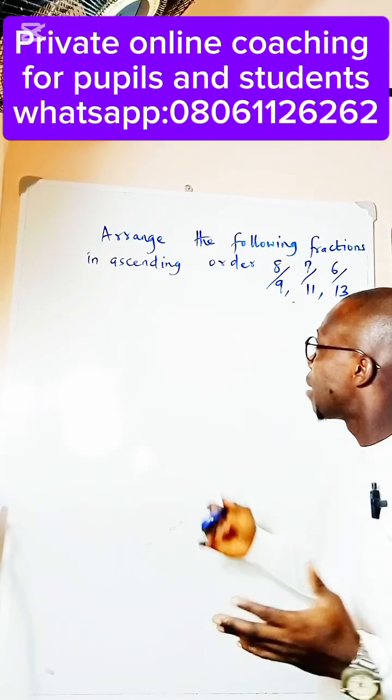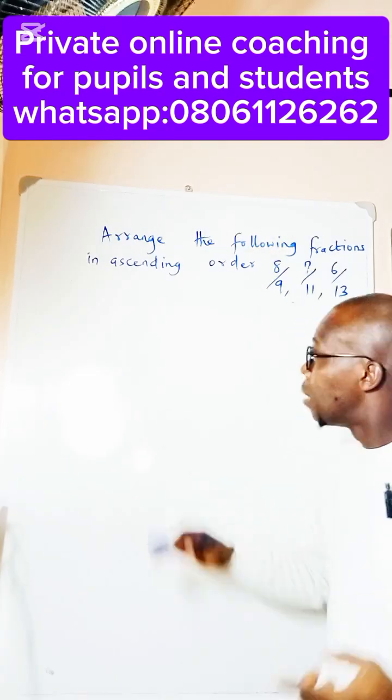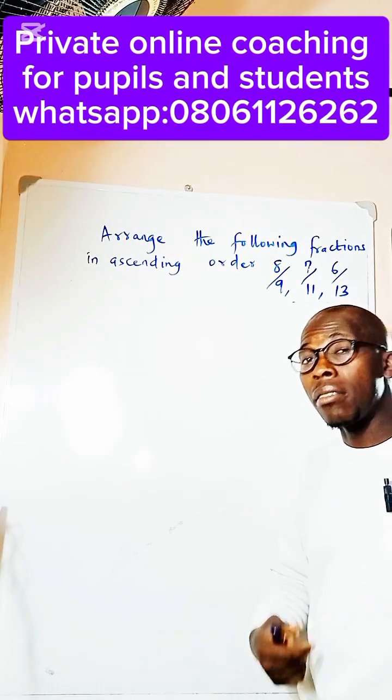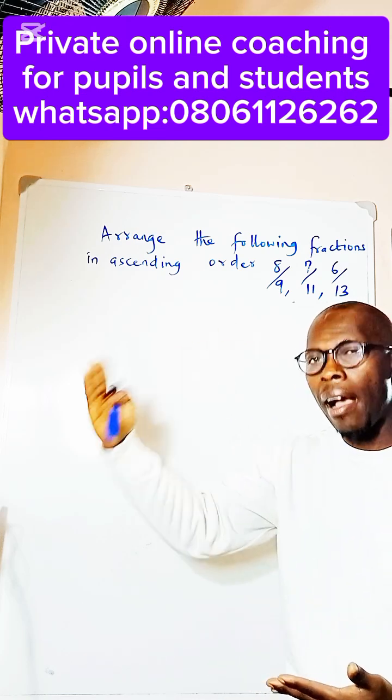So the question says, arrange the following fractions in ascending order. These are the fractions. What does ascending order mean? It simply means the order of arrangement from the lowest to the highest.